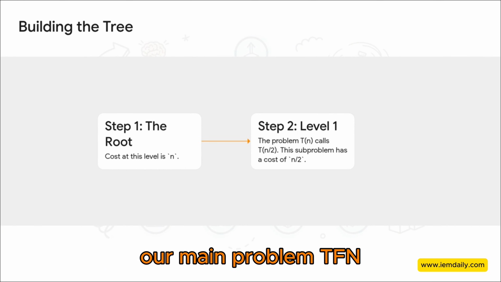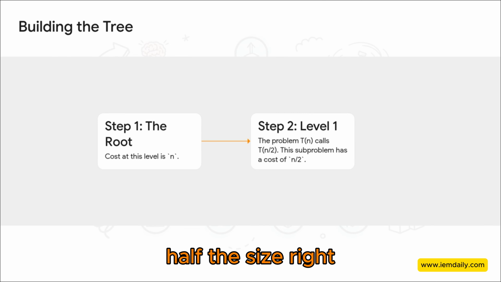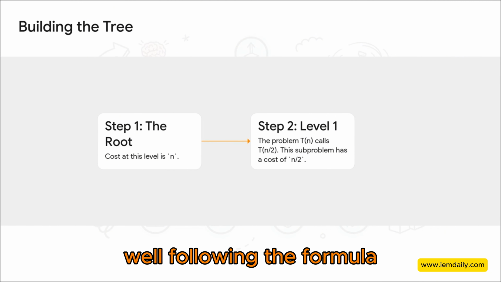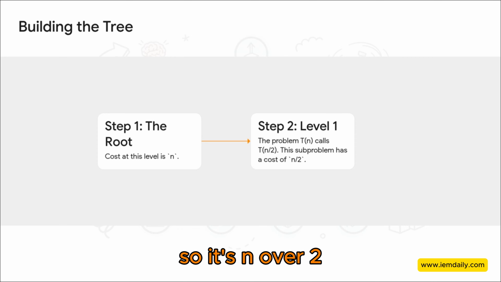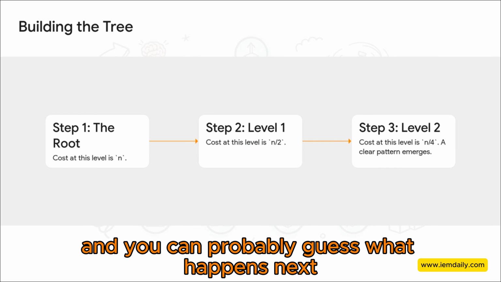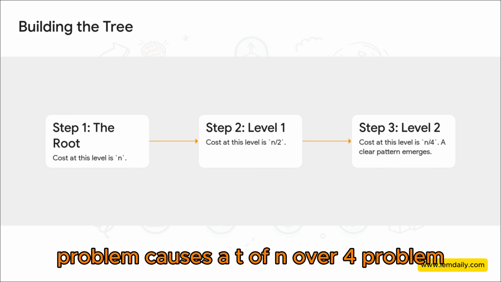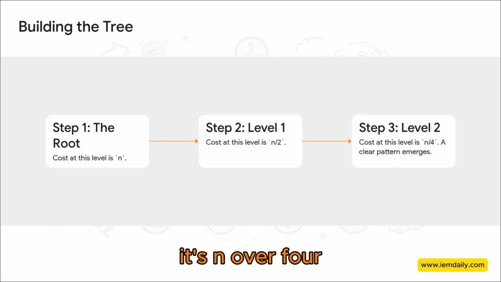Our main problem, T(n), makes a single recursive call on a problem half the size, right? T(n/2). So what's the cost at this new level? Well, following the formula, the cost is proportional to its input size, so it's n/2. And you can probably guess what happens next. That T(n/2) problem calls a T(n/4) problem. The cost for this step? You got it, it's n/4.